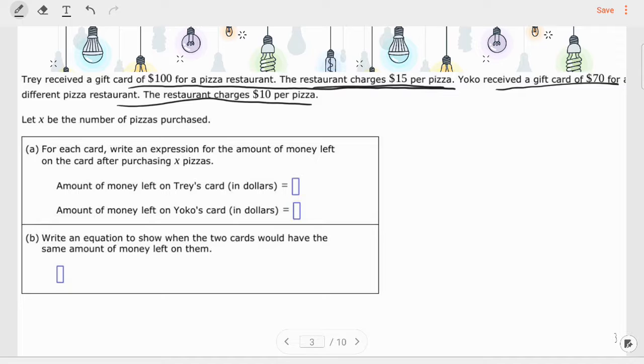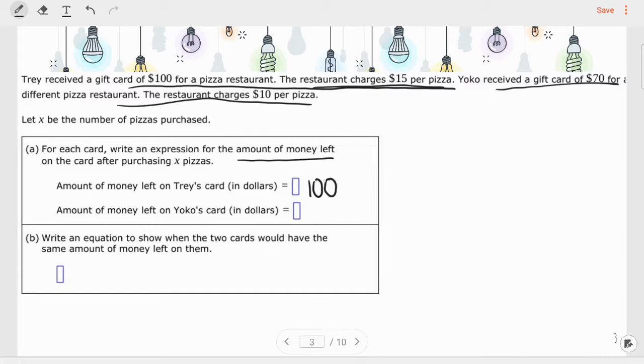We're just comparing who maybe should buy that pizza. Okay, what's the better deal? Who's going to have some money left over? For each card, write an expression for the amount of money left on the card. Okay, so amount of money left on the card. Well, if I want to know how much is left on the card, I need to write down how much it starts on the card.